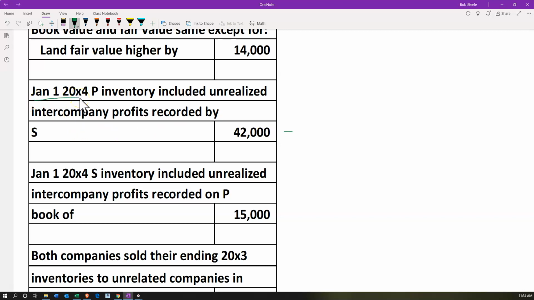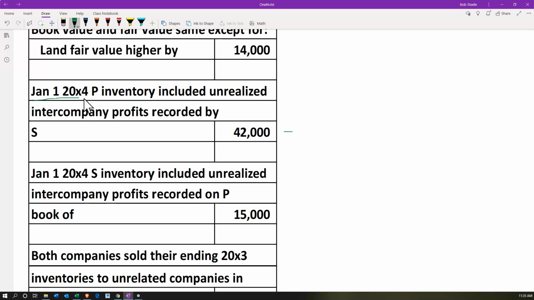As of the end of last year and the beginning of the current year, we're going to consolidate 2000 X4. P inventory included, meaning the parent company inventory included unrealized intercompany profits as of the beginning of this year. So those intercompany profits mean that S must have sold P the inventory in the prior year. So we'll have to deal with that.